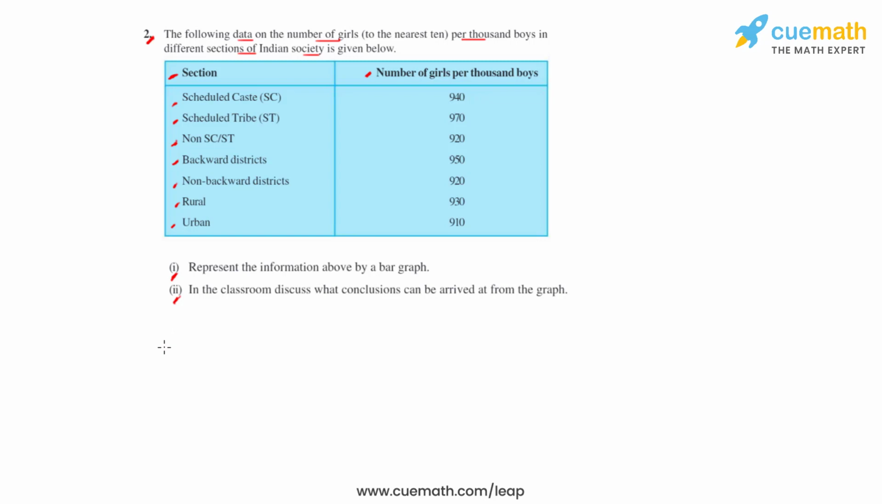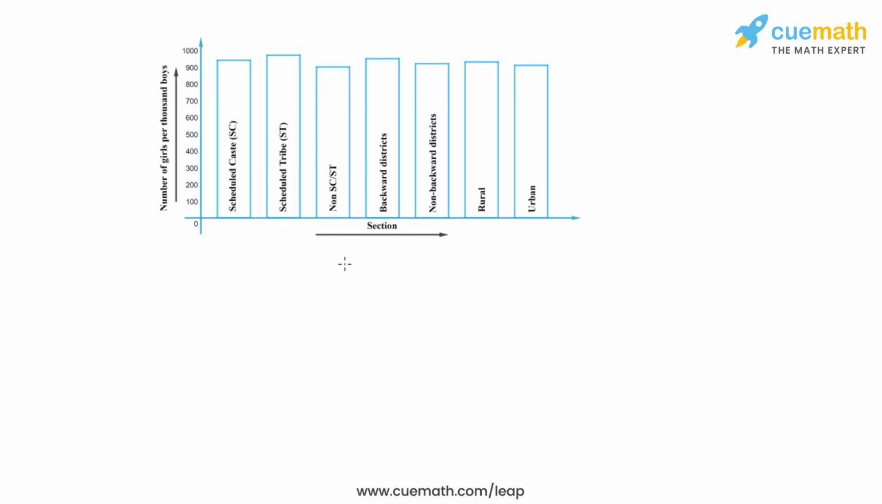So we will start solving this problem by first representing the given information by a bar graph, and a bar graph will look like this. So in this given bar graph which we have drawn, we can see that we have represented the different sections of Indian society on the x-axis and the number of girls per thousand boys on the y-axis. We have chosen a scale of 1 unit being equal to 100 girls on the y-axis. We've also maintained equal widths for each of the bars, and we have maintained equal gaps between them.